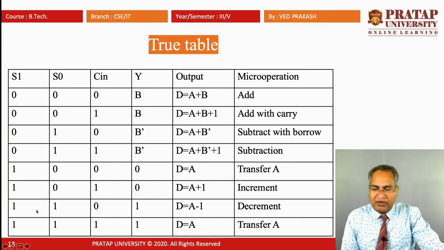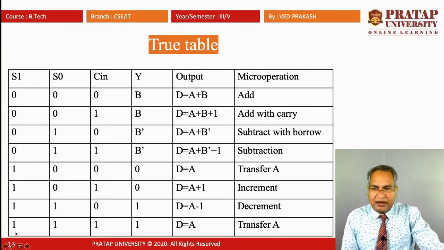Now here we obtain all control lines C1 and C0 as 1 1 and carry C is 0. In this case we get at the Y terminals all bits 1, and at the output terminal we obtain A minus 1, that denotes the decrement operation.